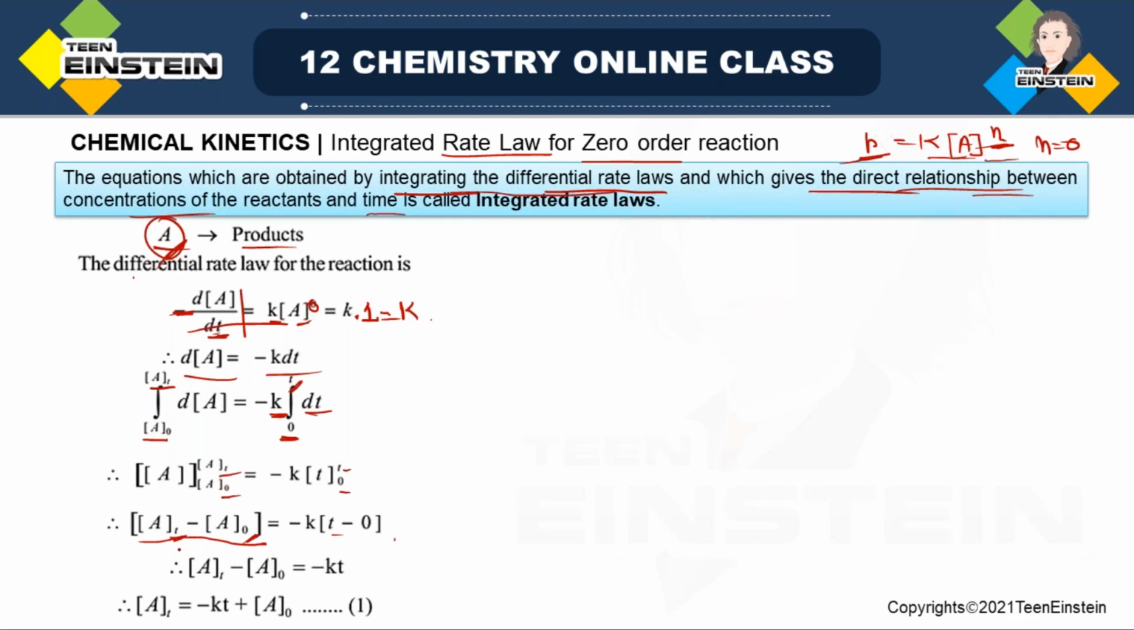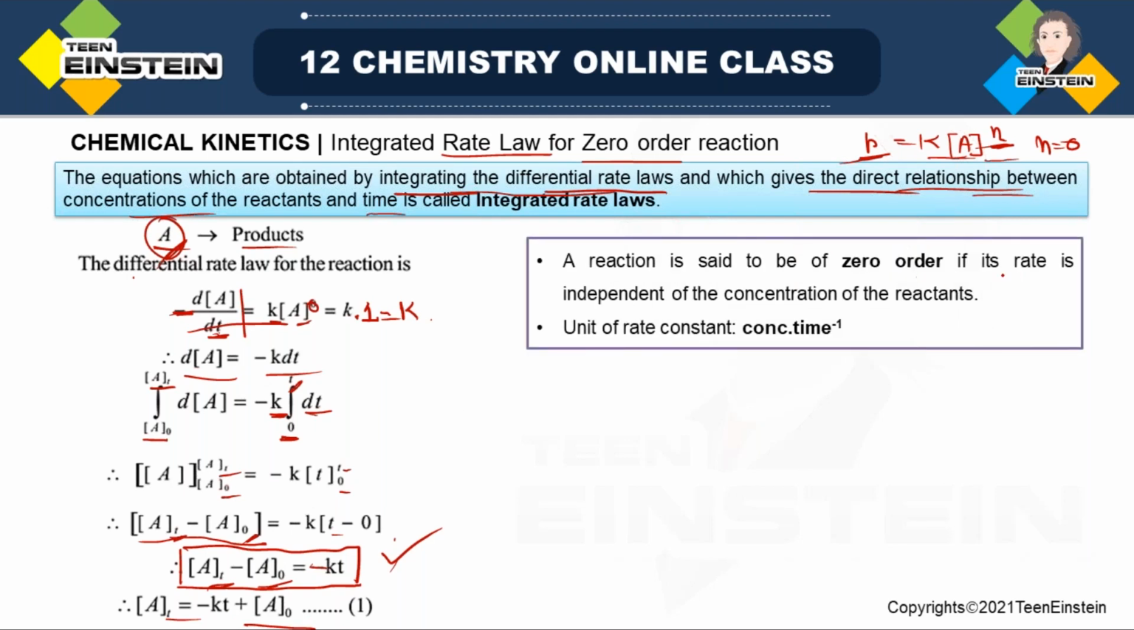Ultimately, the relationship that we are getting is the concentration of A at time t minus the concentration of A at time 0 is equal to minus kt. And there is a minus sign because initial concentration is always high compared to the concentration at any time t. So that is why there is a negative sign. You can also write the equation in this way. Fine. So this is the final expression that we are getting.